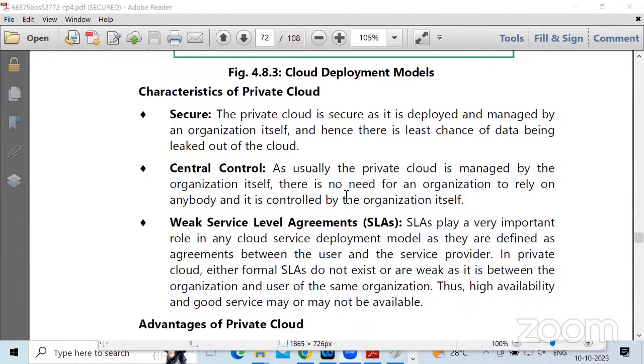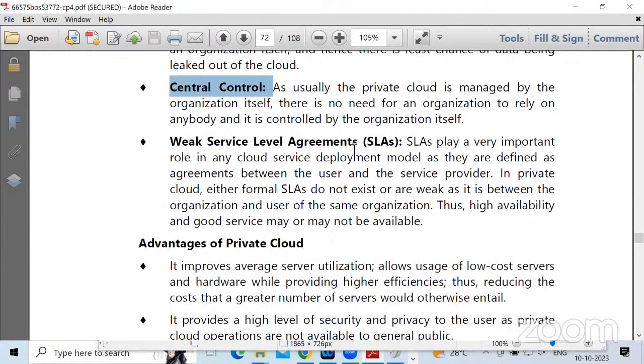Now, characteristics of private, characteristics of public, characteristics of hybrid, all these things we have to see. First one is secure. The private cloud is inside your organization, therefore naturally it will be secure. It is mostly under your control, therefore it is highly secured. Central control: you yourself can control, therefore centralized control. Weak SLA. What do you mean by weak SLA? SLA means service level agreement.